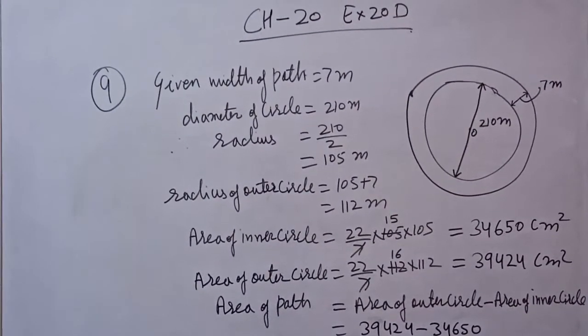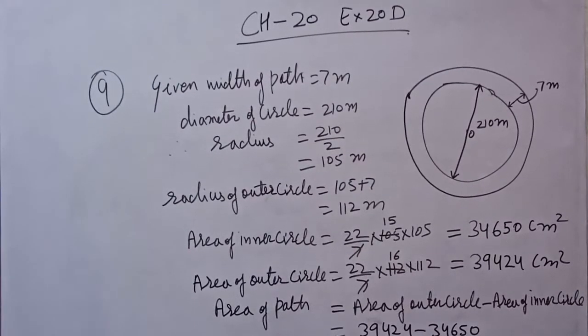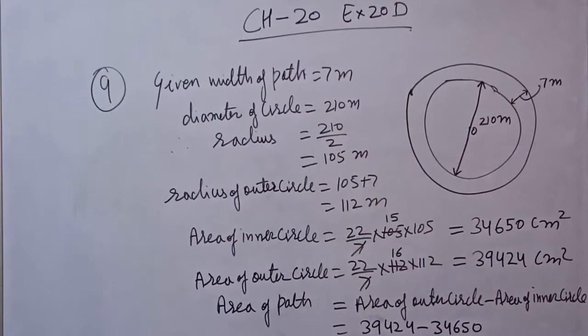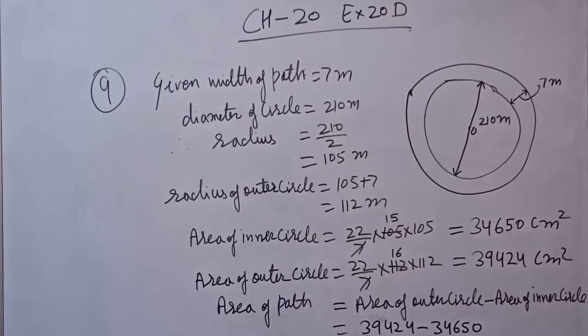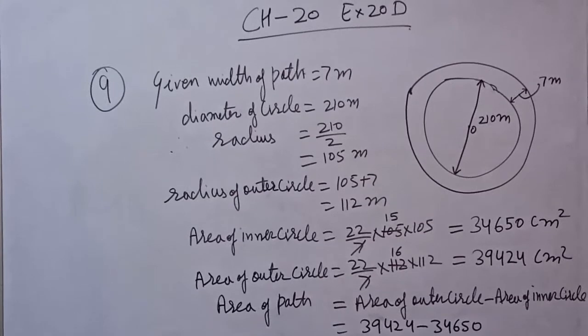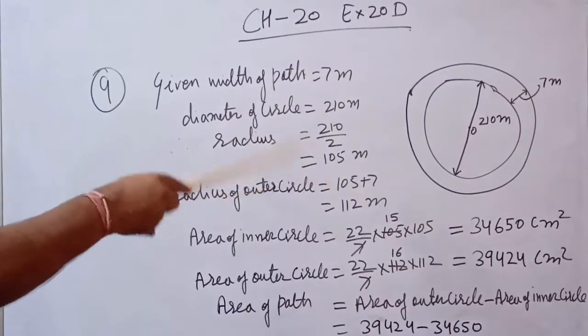Children, I am taking question number 9, in which there is a path of uniform width 7 meter, round and outside a circular garden of diameter 210 meter. Find the area of the path. So here is the figure, and we have to find the area of the path.